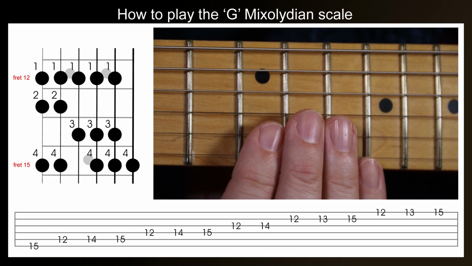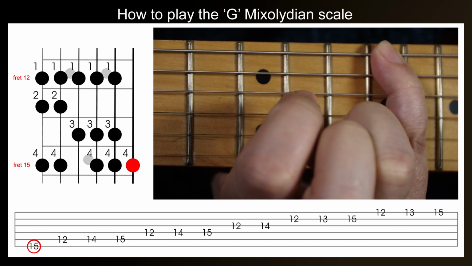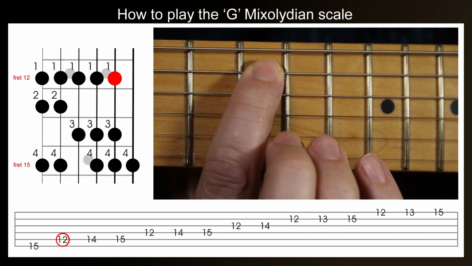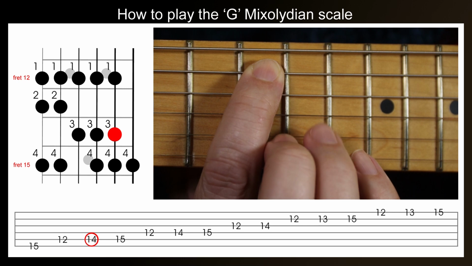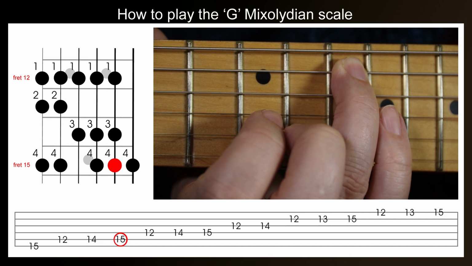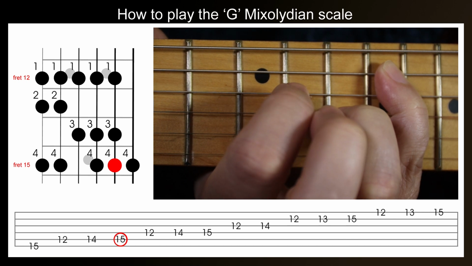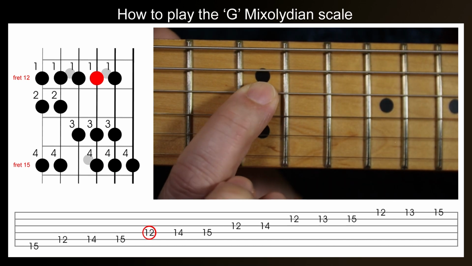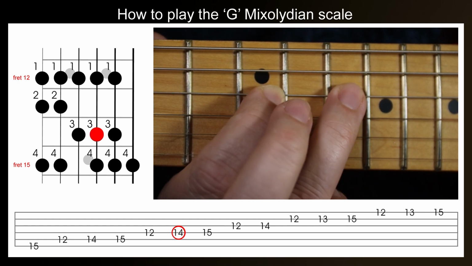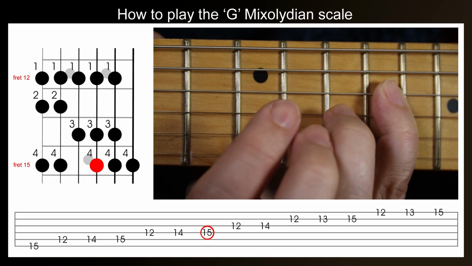Firstly, play the 15th fret of the bottom E string with the 4th finger. Play the 12th fret of the A string with the 1st finger. Play the 14th fret of the A string with the 3rd finger. Play the 15th fret of the A string with the 4th finger. Play the 12th fret of the D string with the 1st finger. Play the 14th fret of the D string with the 3rd finger. Play the 15th fret of the D string with the 4th finger.